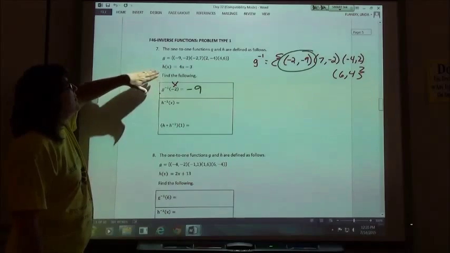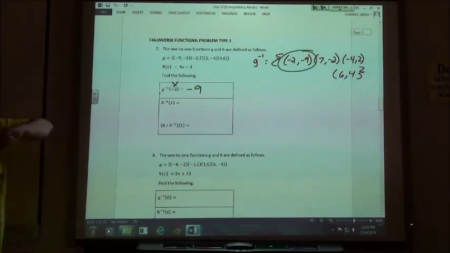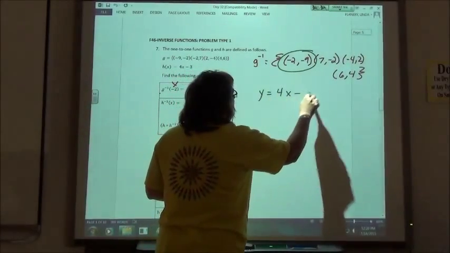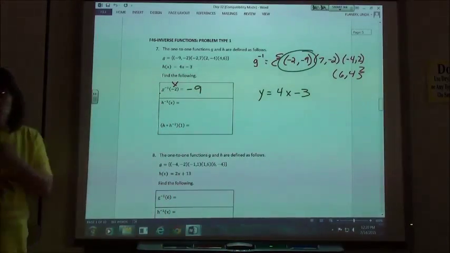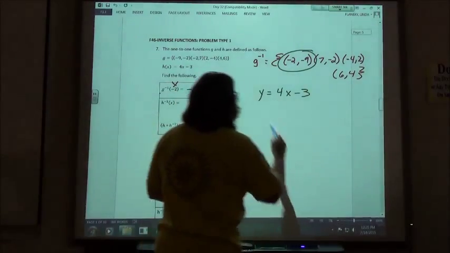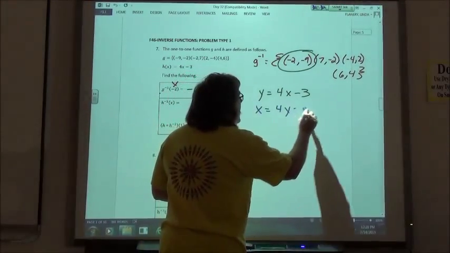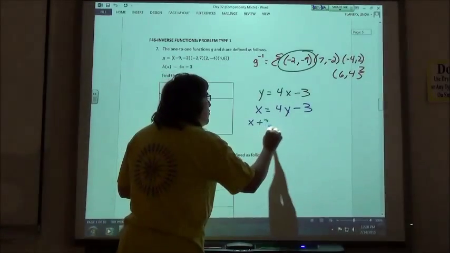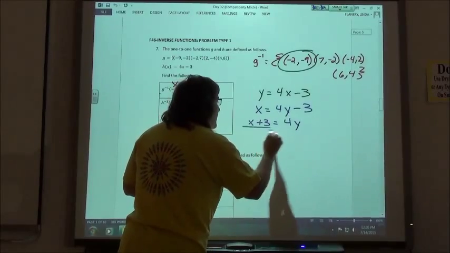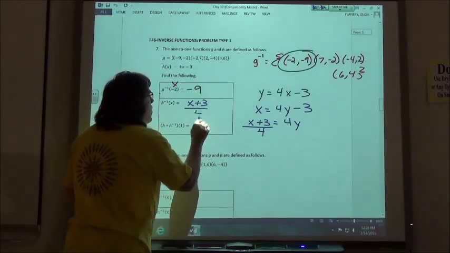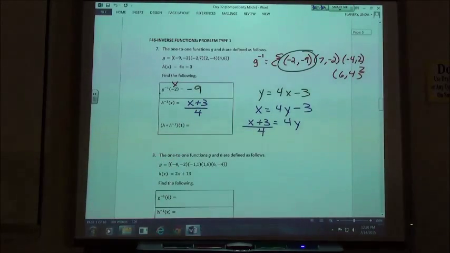Now the second part of this, we have h of x equals 4x minus 3. It's written in functional notation. If I write it in regular form, I would write it as y equals 4x minus 3. To do the inverse of the function, I switch the x and the y around. So x is going to equal 4y minus 3, and then I go ahead and solve that for y. So x plus 3 equals 4y. I'm just going to make one big fraction, so (x plus 3) over 4 is what my inverse function is.